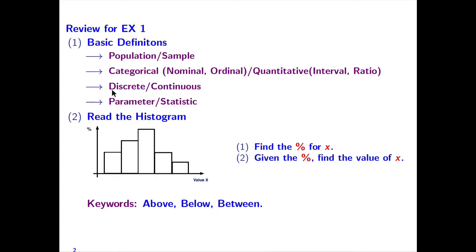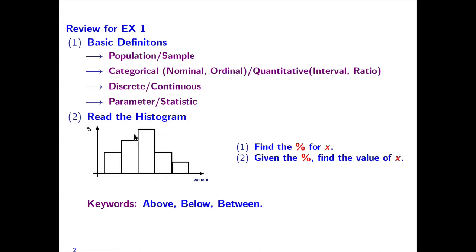Next on the list is discrete versus continuous. If it's countable, it's discrete. If the variable can take on any value, it will be continuous. And next on the list is parameter versus statistic. If the measure is associated with the population, it will be a parameter. And if the measure is associated with the sample, it will be a statistic.